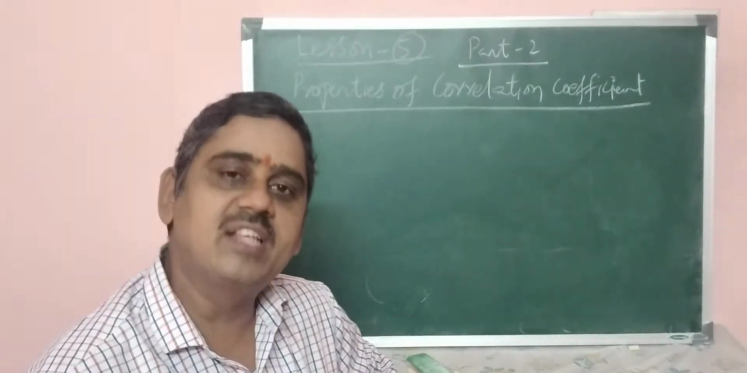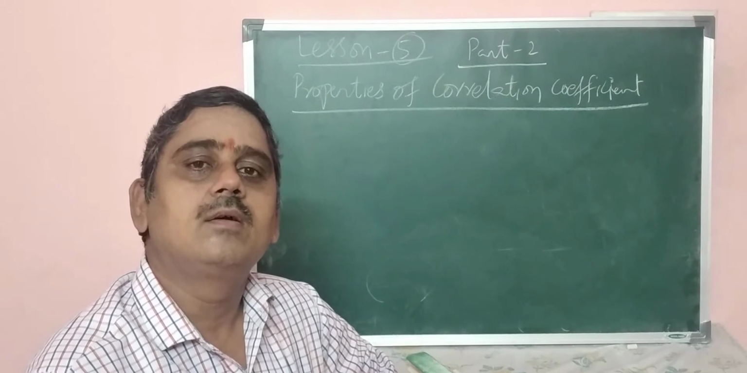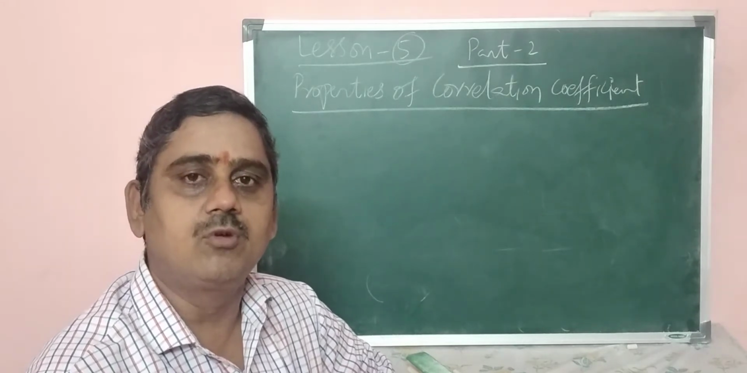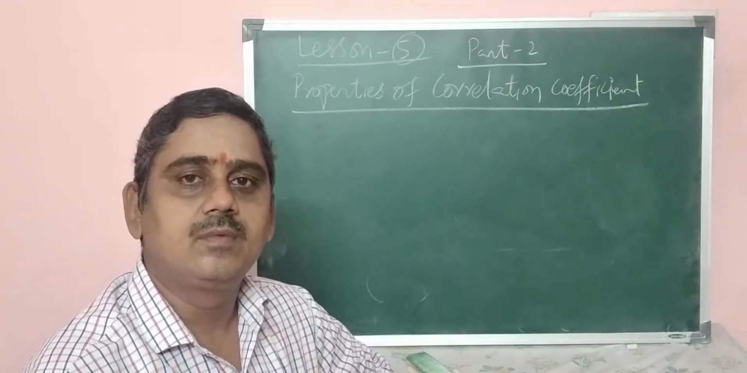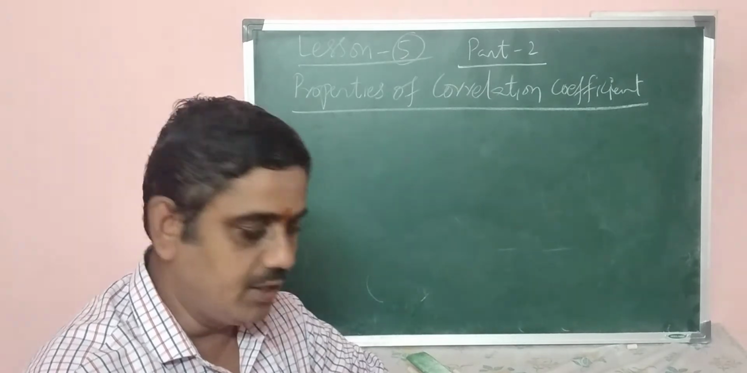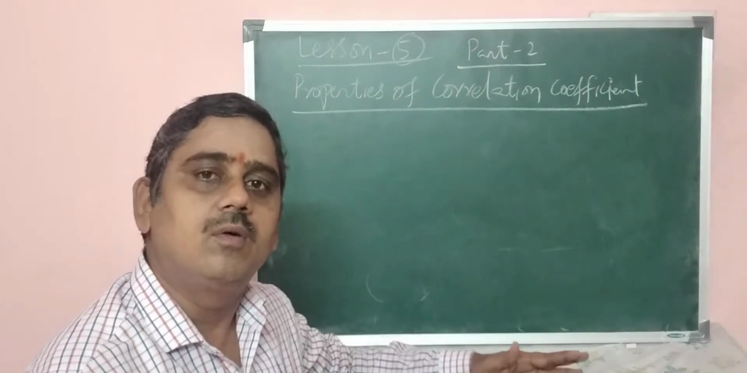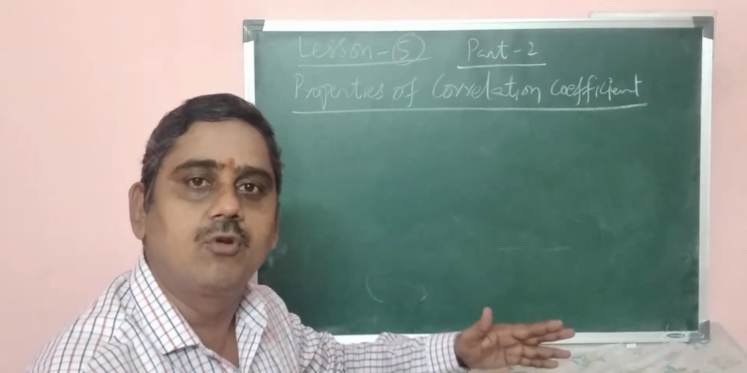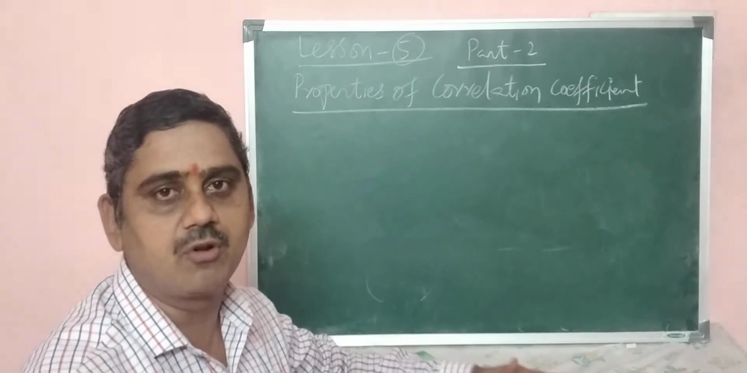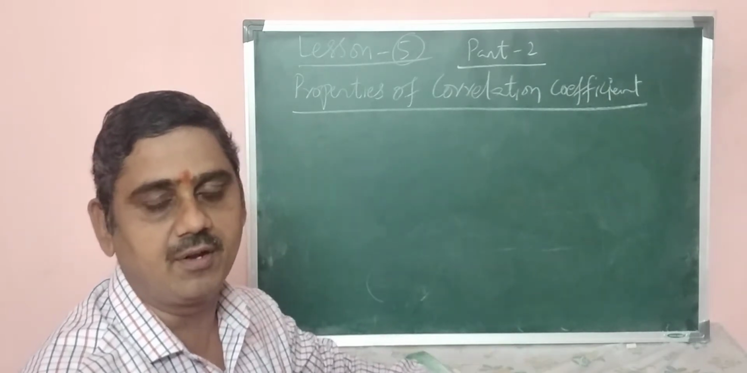Now, we discuss the remaining two more properties. What is property number 3? In this part 2, I explain another two properties of correlation coefficient.